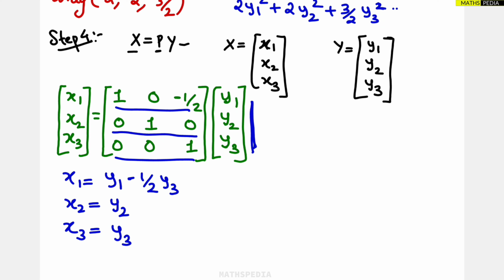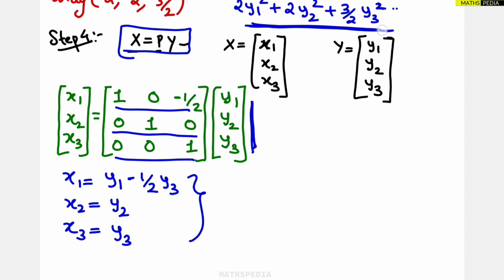Now this is nothing but the congruent linear transformation. We wrote X is equal to PY, so that will give you the congruent linear transformation. In that, the elements can be associated with this point, that is x1, x2 and x3. This will relate both. The canonical form is written over here from the quadratic form, and the congruent linear transformation is written over here.